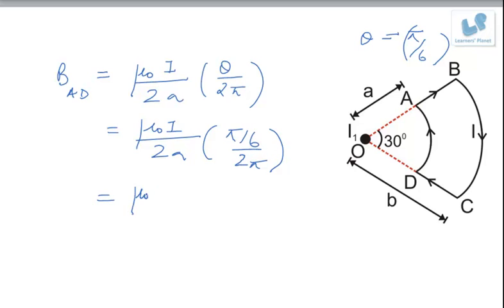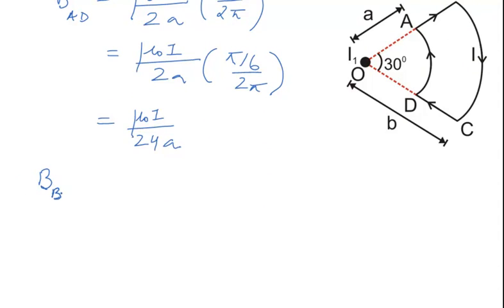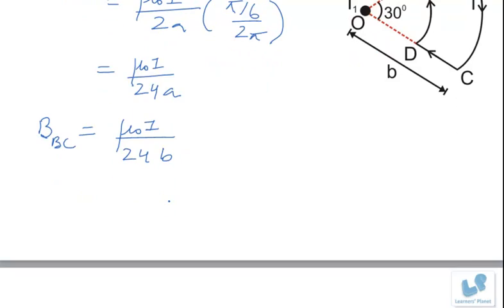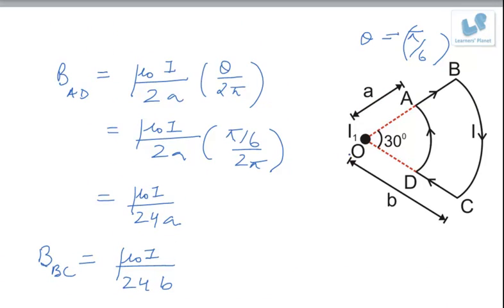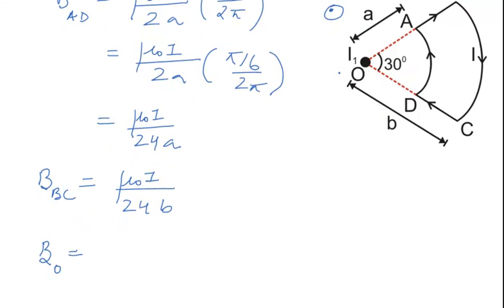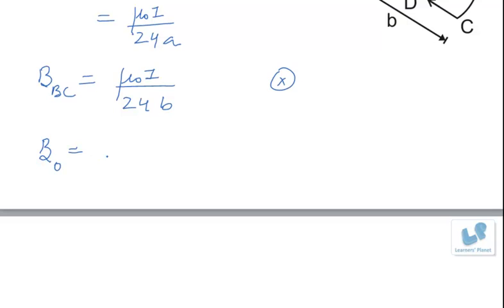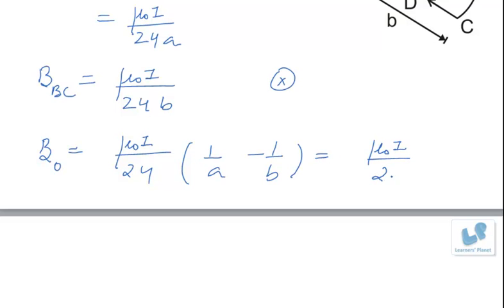So if we calculate this, we will get mu naught I upon 24A. Okay, similarly magnetic field due to BC will be given by mu naught I upon 24B. Okay, so net magnetic field is the resultant of these two which are acting in opposite directions. Due to AD the magnetic field is coming out of the plane of the paper, and due to BC it is going into the plane of the paper. So the net magnetic field is mu naught I upon 24 times (1 by A minus 1 by B), and if we solve this, we will get mu naught I upon 24 AB times (B minus A).